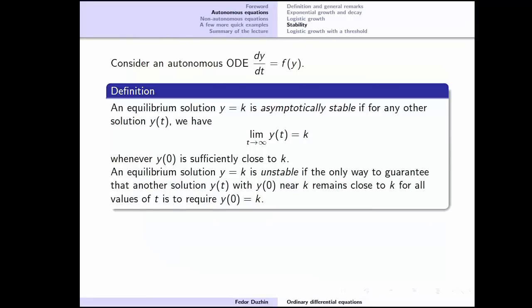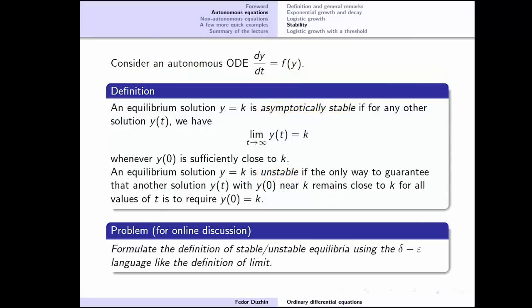An equilibrium solution is called asymptotically stable if all other solutions approach that number, within a certain neighborhood of the number. Or an equilibrium solution is unstable if all other solutions drift away from the equilibrium solution. So that's roughly how it works.